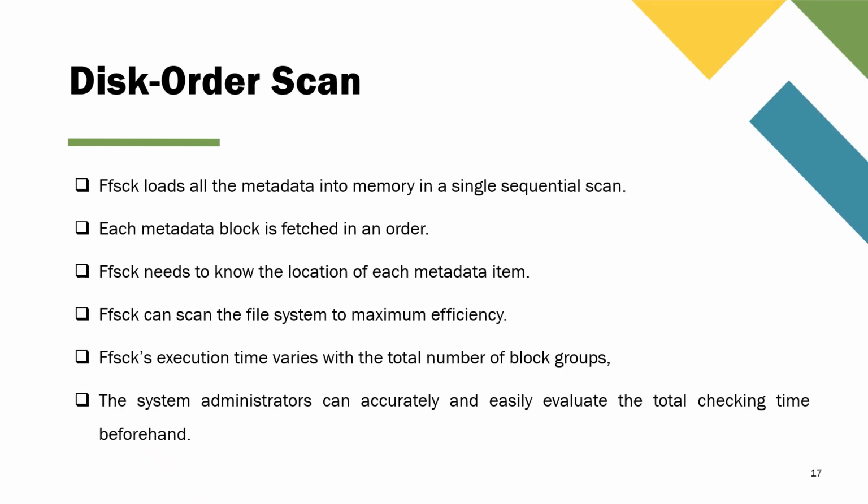Now I will explain the disk order scan. The fast file system checker loads all the metadata into memory in a single sequential scan. Each metadata block is fetched in order. Since the file system needs to know the location of each metadata item, it can scan the file system with maximum efficiency. Its execution time varies with the total number of block groups. The file system administrator can accurately and easily evaluate the total checking time beforehand. Now I'm going to the next slide.